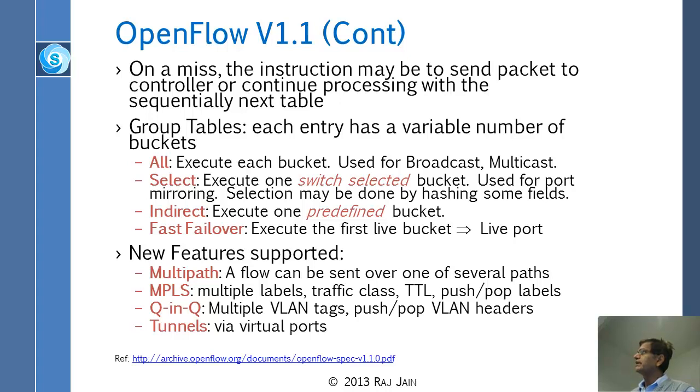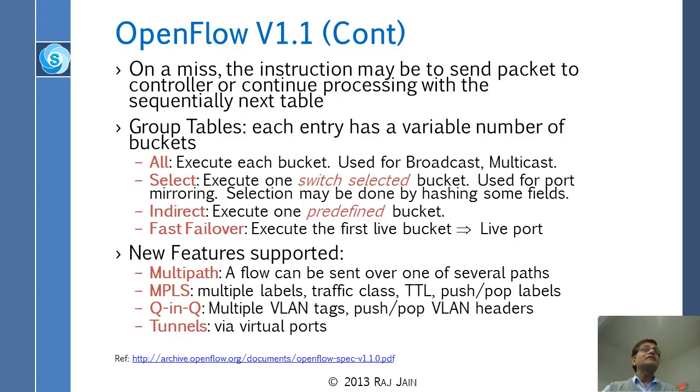Okay, so this one is switch selected, and this one is exactly. So this one will say, well, there are so many possibilities. You can pass on the first one. So many possibilities, and you select one. Here, the controller has already selected one for you. That's the main difference. And fast failover is execute the first live bucket. That means you use the first live port in that list.